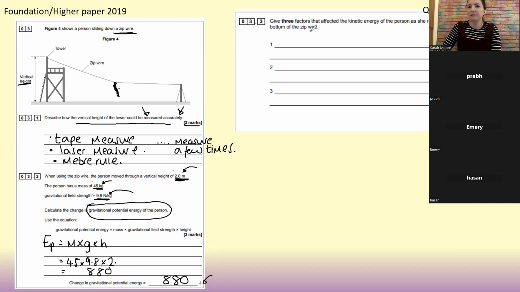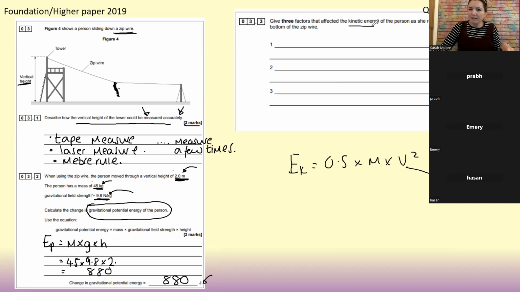Give 3 factors that affected the kinetic energy of the person as she reached the bottom of the zip wire. Right, well, what do we know about kinetic energy? It's equal to 1/2 times mass times velocity squared. Velocity means speed. They are slightly different, speed and velocity. Velocity is speed in a certain direction. It's a vector quantity. Speed doesn't have a direction.